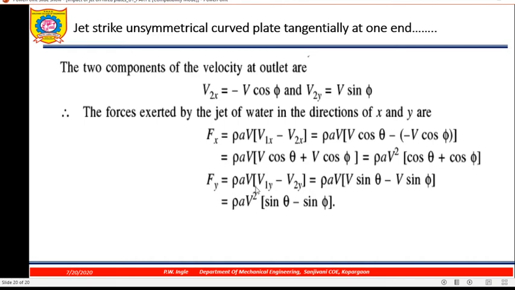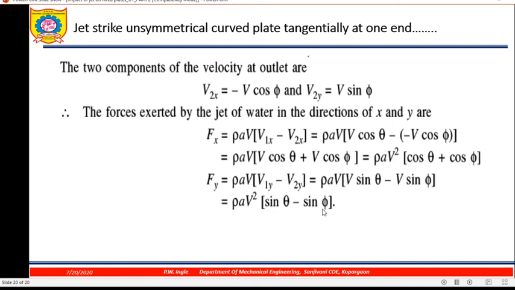Similarly Fy equals rho a v times (v1y minus v2y), by applying the impulse momentum principle in the y direction. So it is rho a v, mass per second, times (initial velocity v sin theta minus v sin phi). Therefore it is rho a v square times (sin theta minus sin phi).